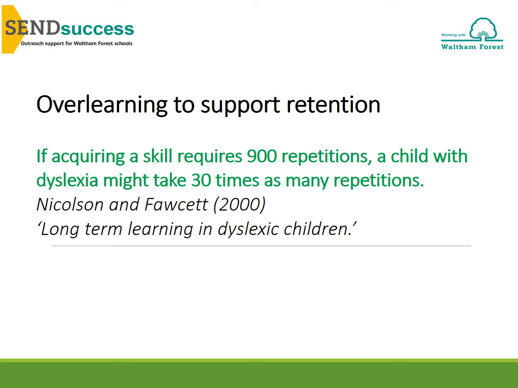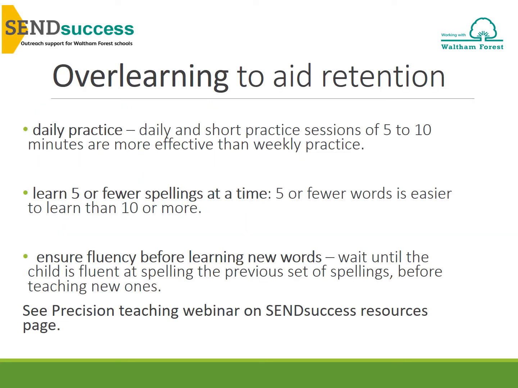If acquiring a skill requires 900 repetitions, a child with dyslexia might take 30 times as many repetitions. And this is a very important point when we consider the importance of intervention. Very often, wave one teaching or classroom teaching, as effective as it is, may not be sufficient in those early years to help children learn the patterns of language in English. So sometimes for some dyslexic pupils, additional intervention is needed.